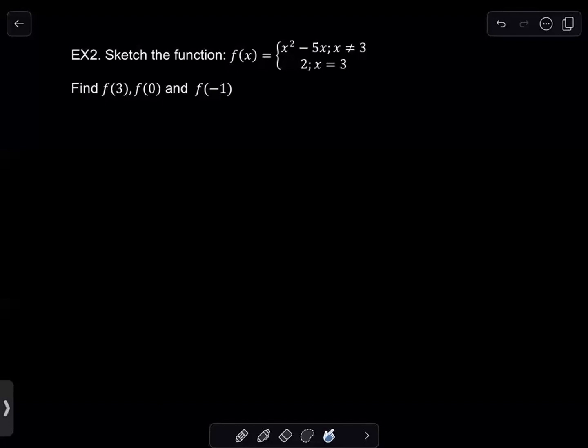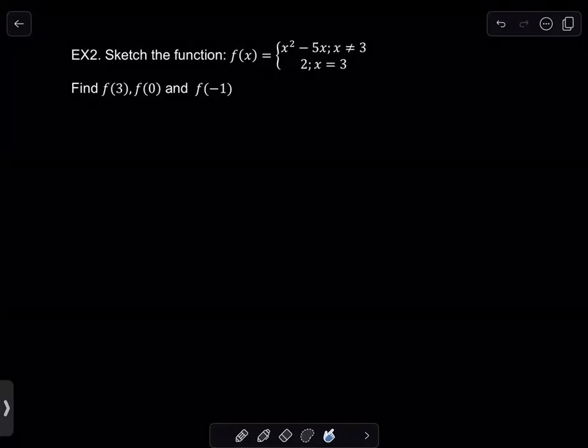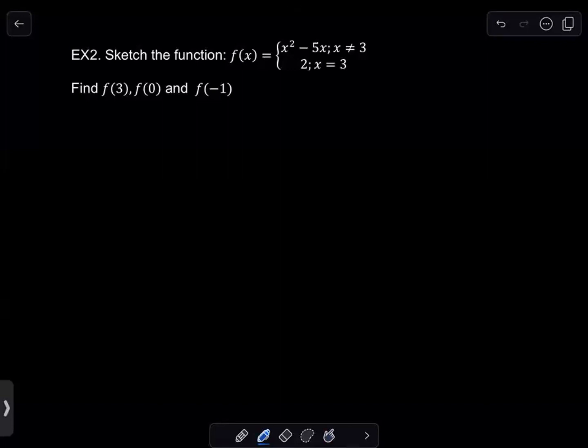So in this example, we need to sketch the function of f, and f is a piecewise function that has two portions. And then same thing, we need to find f of 3, f of 0, and f of negative 1. So if we look at this piecewise function, let's look at the first part. It's equal to x squared minus 5x when x is not equal to 3. So this is a bit different from what we've seen in the previous examples. Now we have something that is not equal to 3.